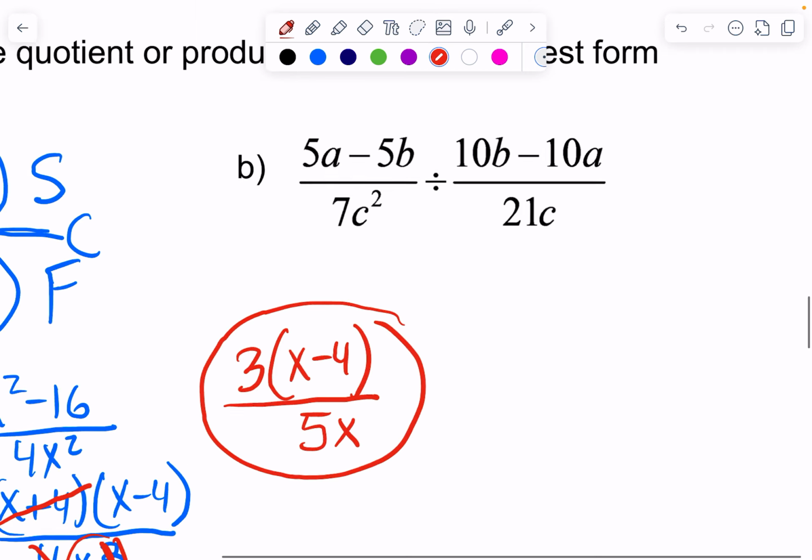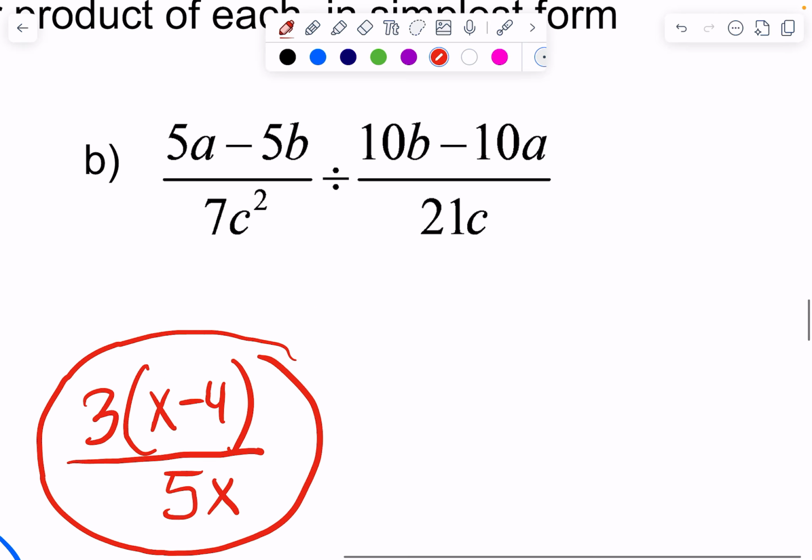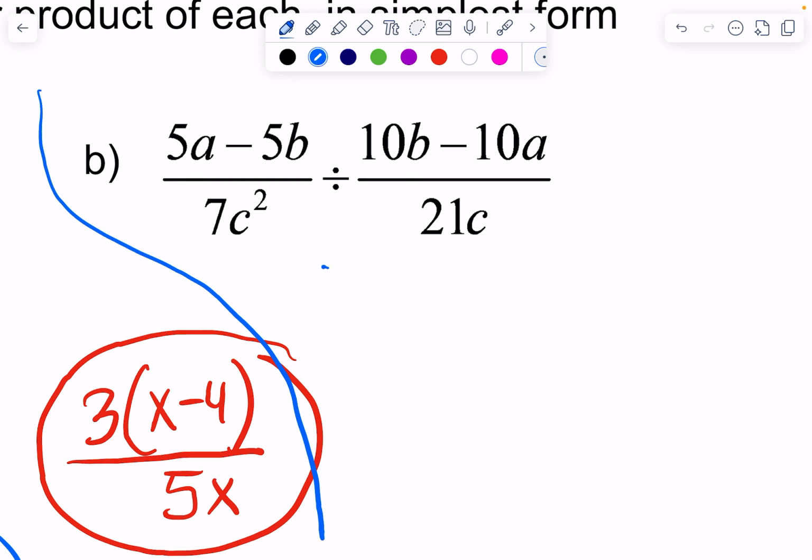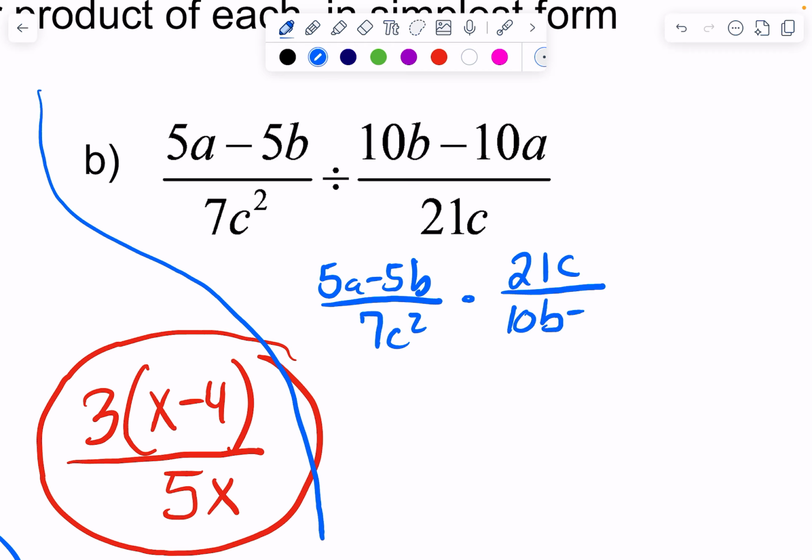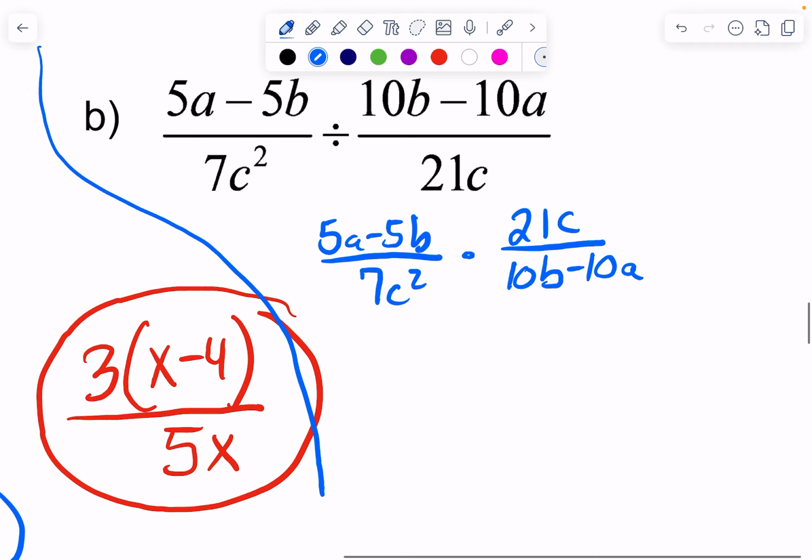All right, let's get it. Next, we're dividing rational expressions. Let me go ahead and delineate this. So we've got stay, change, flip. Now let's go ahead and factor.